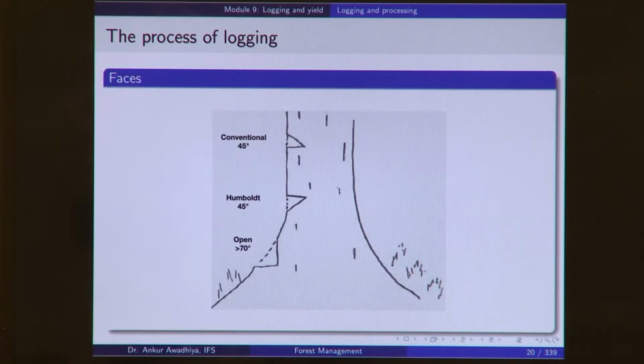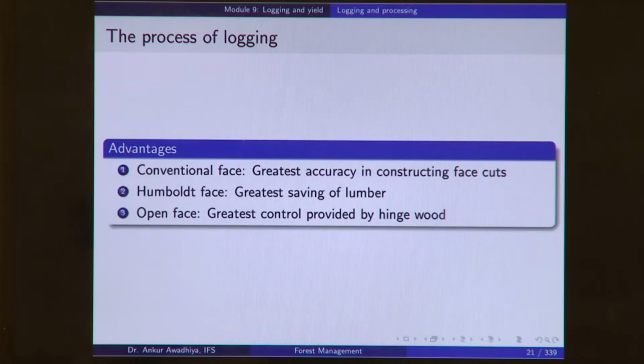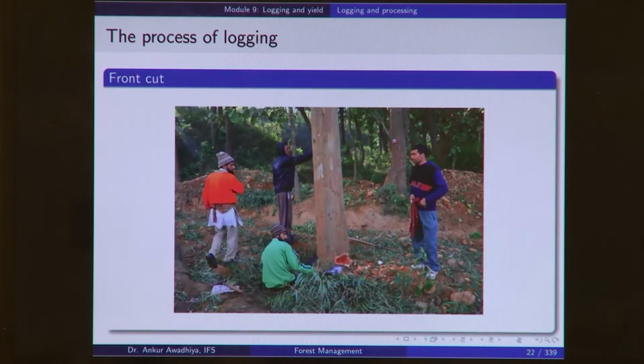Now conventionally 3 faces are generally used. The first one is a conventional face, where the top cut is at 45 degrees, the bottom cut is parallel to the ground. The Humboldt cut has a top cut which is parallel to the ground and a bottom cut which is downwards, and there is also an open cut where the angle is greater than 70 degrees. And all these 3 faces have different advantages. The conventional face has the greatest accuracy in constructing the face cuts, Humboldt face has the greatest saving of timber, and open face provides the greatest control by the hinge wood.